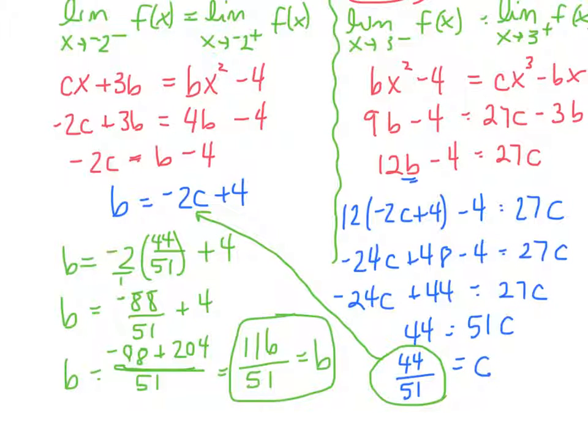And so that is my b value. And over here I had my c value. So I end up with both answers for this very large mammoth problem. All right, so good job. Way to stick with me on that.